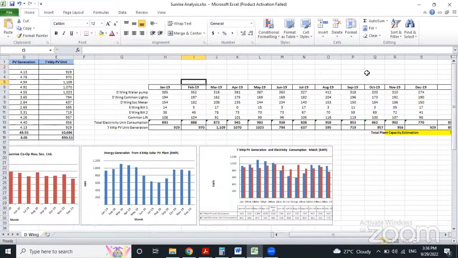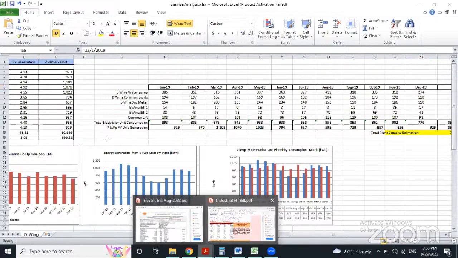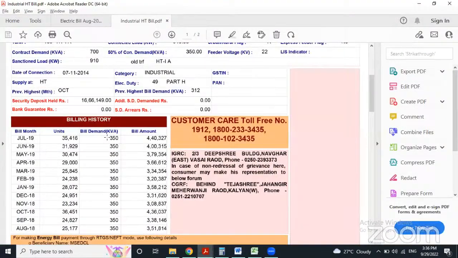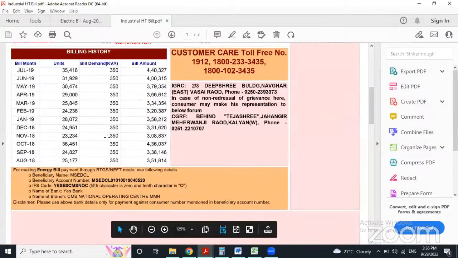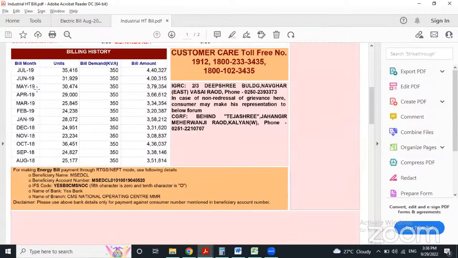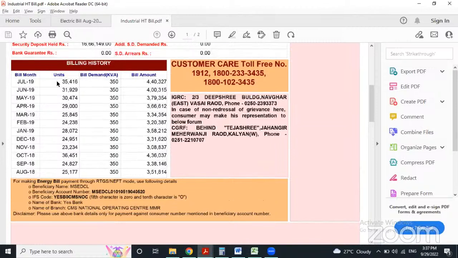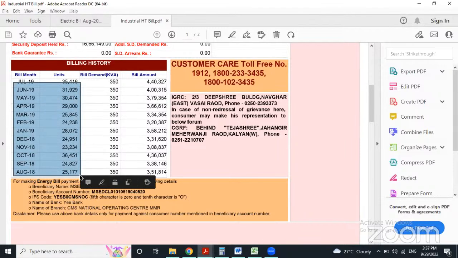So in this Excel, as you can see, I have made a table where I have shown monthly consumption, January, February, March, April, up to December. Whenever you get a bill, always take the average of the annual consumption. If the customer has a bill where all 12 months of consumption are mentioned, as you can see over here, then it's good.